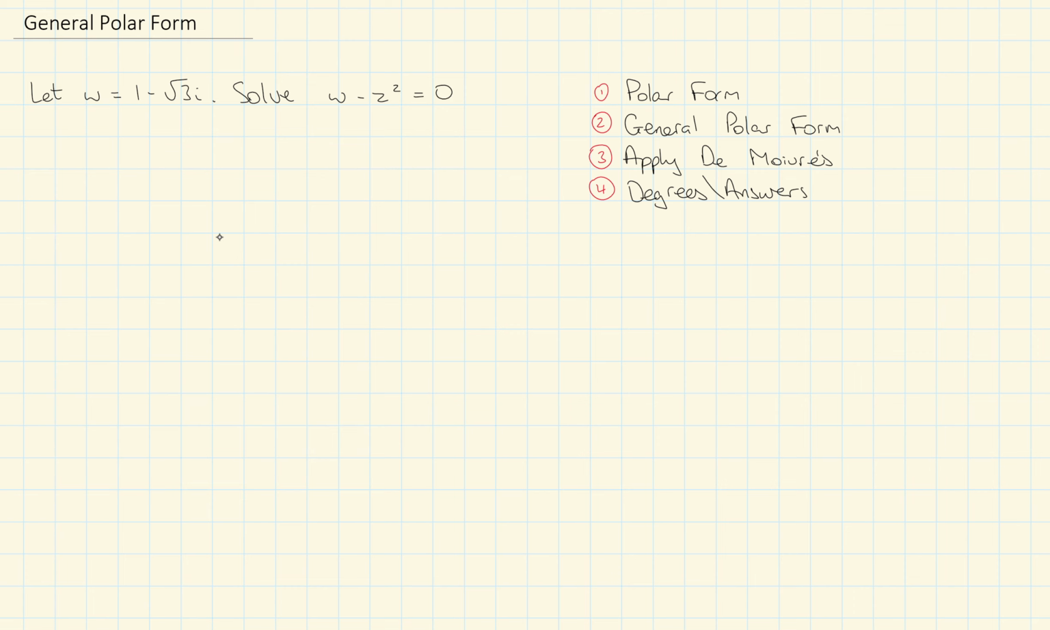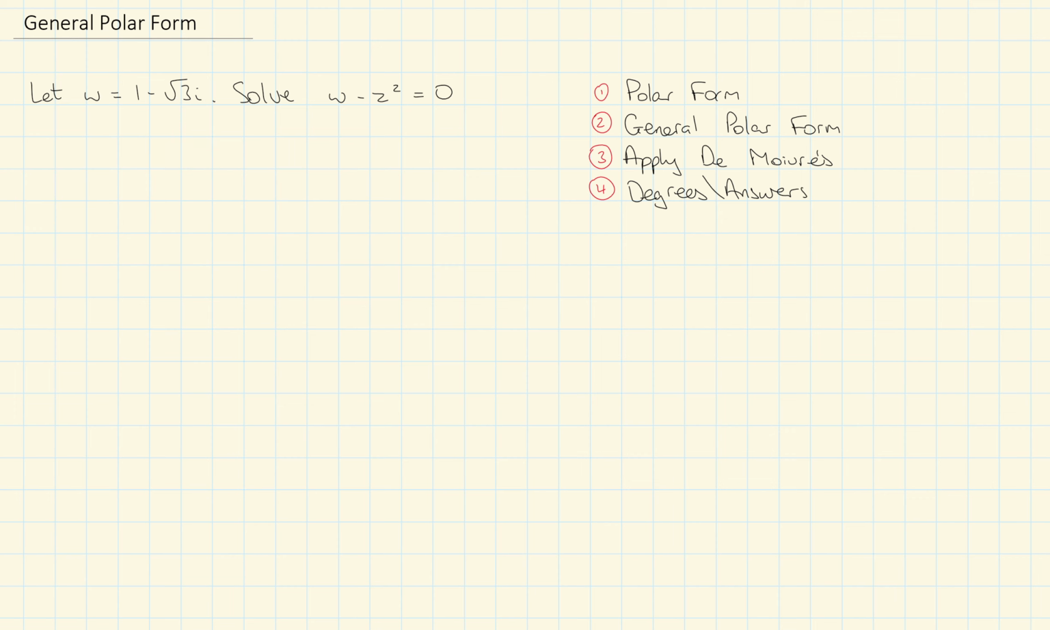So we see here we've been given a complex number w, and then they've said solve w minus z squared equals 0. Okay, that's fine. So the first step will be to put it in polar form, then put it in general polar form. We have to apply de Moivre's, and then we use the degrees and answers. So general polar form is new. You need to memorize it.